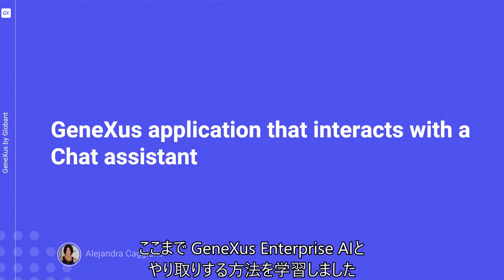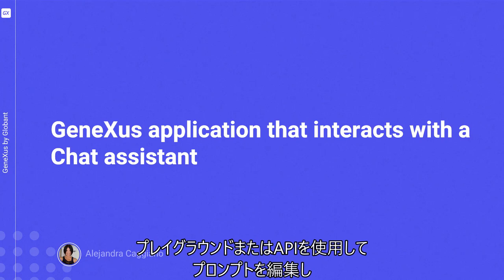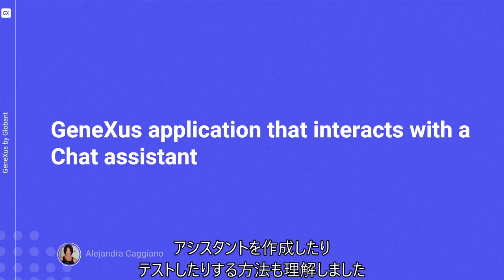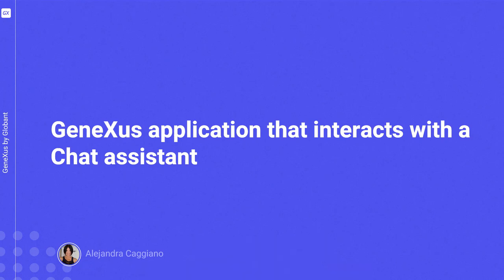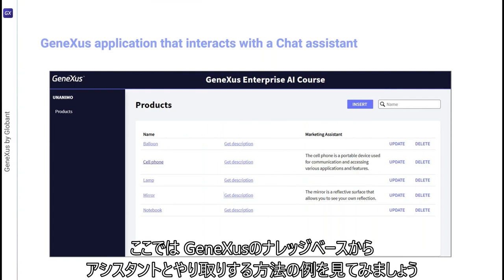At this point, we already know how to interact with GeneXus Enterprise AI. We know its back office and front end, and we know how to create assistants and test them, either by editing the prompt through the playground or via API. Now let's see an example of how to interact with our assistants from a GeneXus knowledge base.